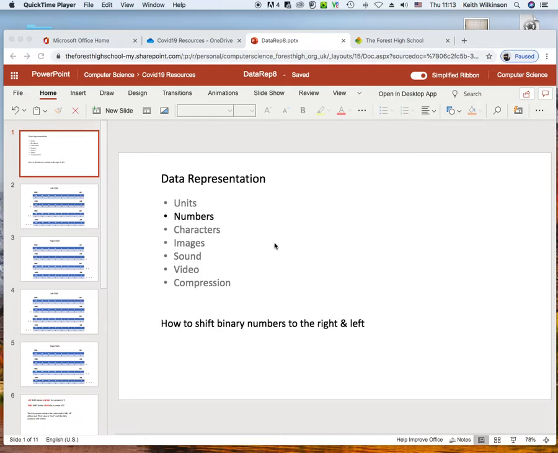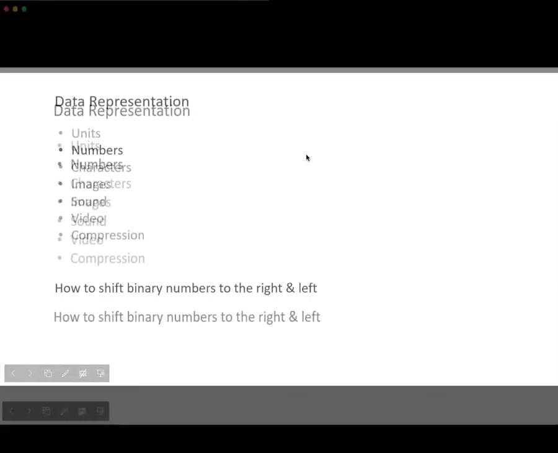But if your PAT is 6 or 5 or below, then the questions that will appear on the exam paper will involve binary shifting, and this is the knowledge that you need to know. So let's make a start. What do I mean by binary shifting? Let's first of all see if I can run this presentation for you.